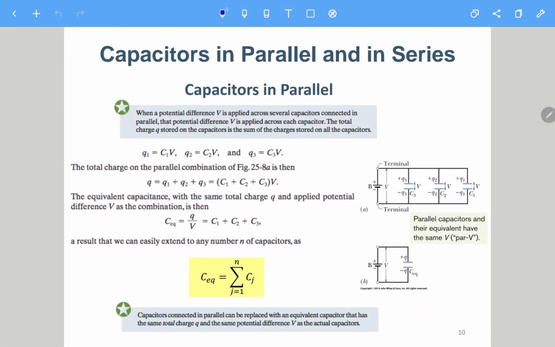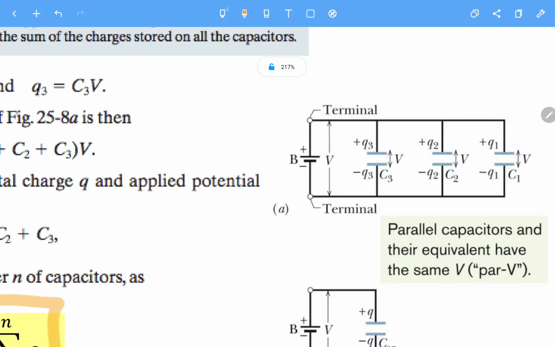Okay, so next we talk about parallel and series capacitors. The first one is the parallel capacitor. It will be easy. In conclusion, for parallel capacitance you just add them together. The idea is, if we have parallel capacitors, parallel means 并联.